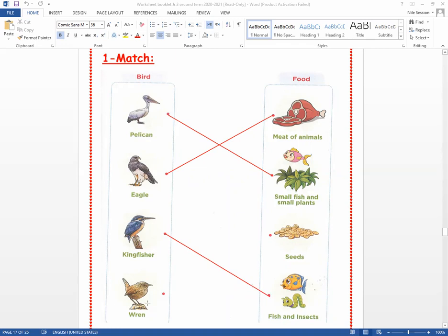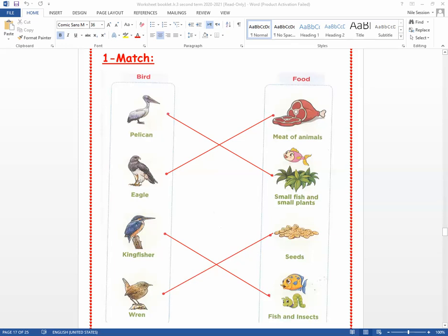The last birds we have, wren and goldfinch. You remember wren and goldfinch? What type of beak do they have? Yes, they have a clothespin beak. Yes, super. And they eat seeds.